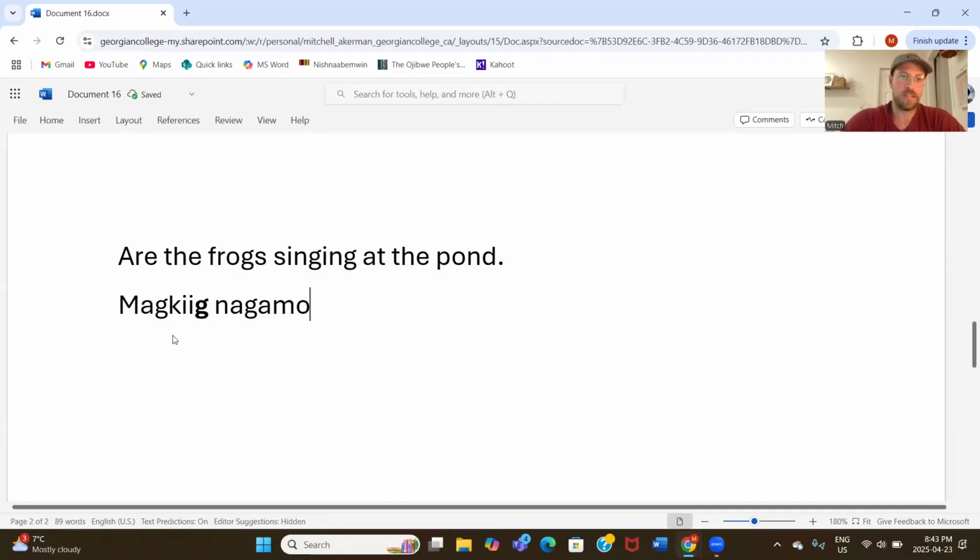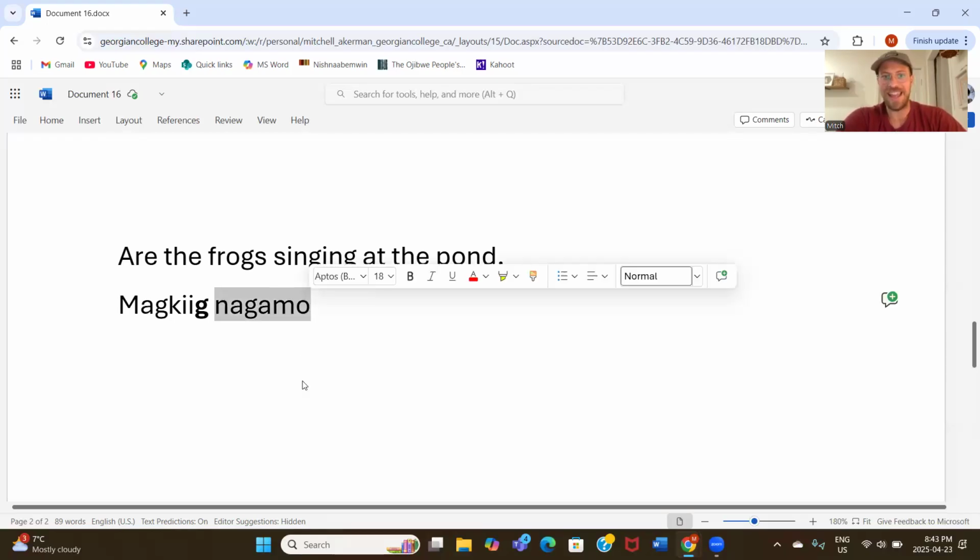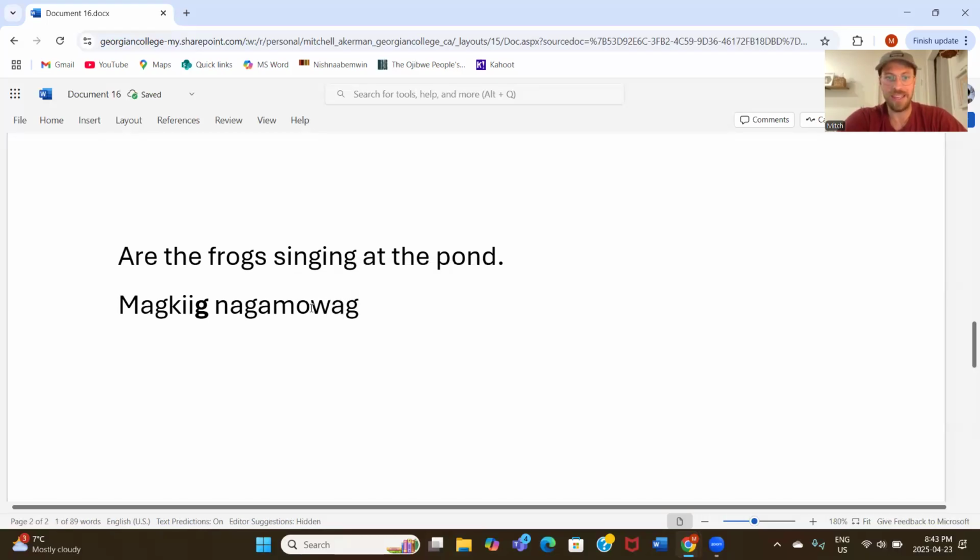Now we're out of alignment. Mugkeeg is plural. Nagamo is singular. That doesn't work. Okay, so we need to pluralize Nagamo. It is a VAI and it ends in a vowel. So a vowel ending VAI ends in wug when it is plural. Okay, so we end up with Mugkeeg nagamwug. The frogs are singing.